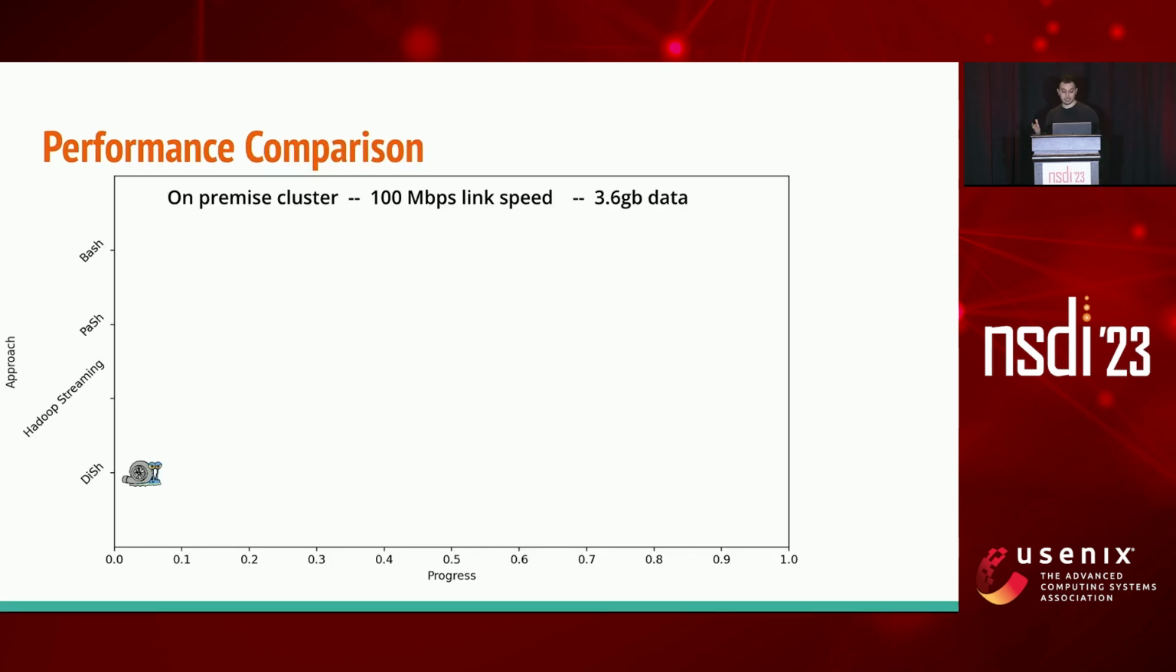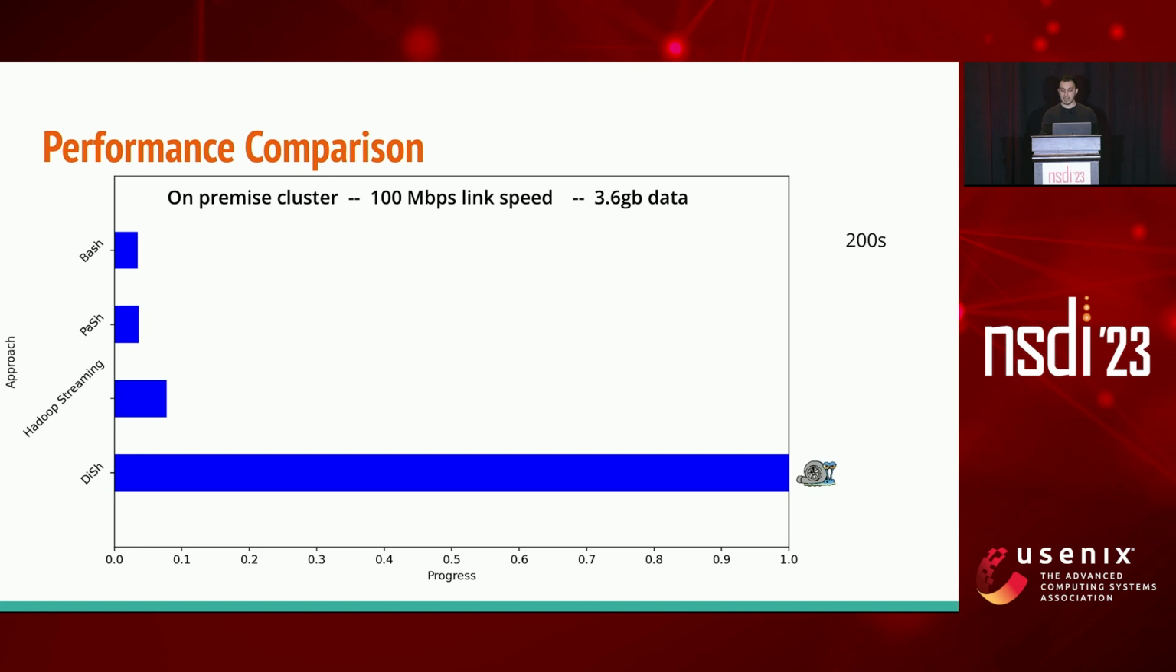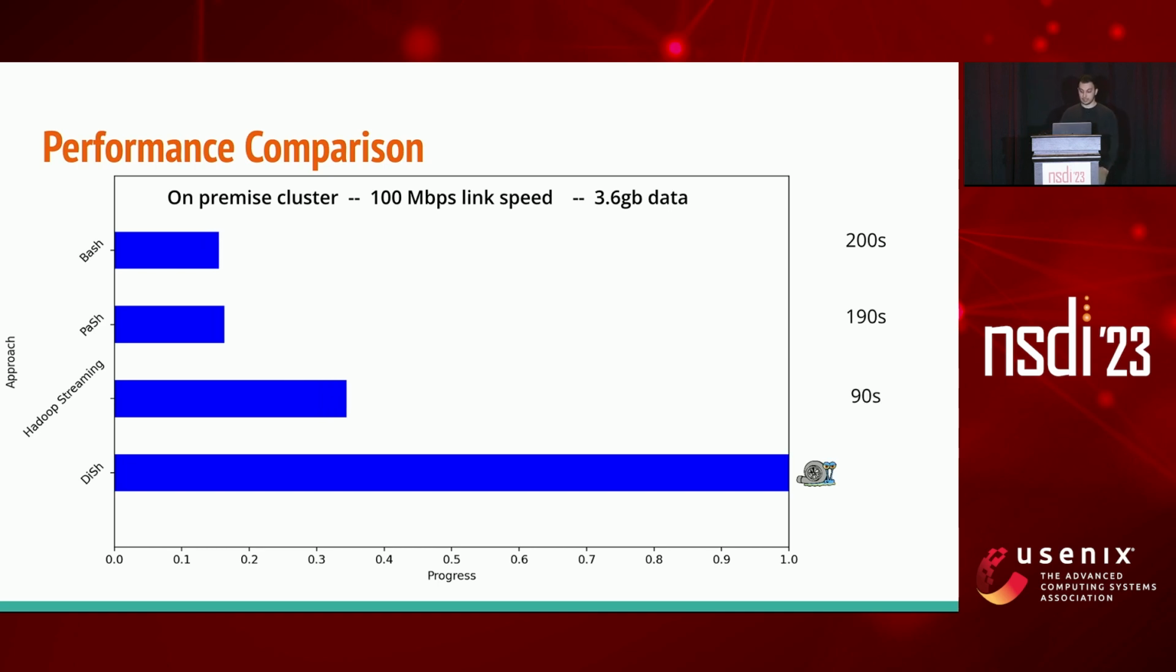So if we look at the performance of the previous script, the original would take 200 seconds, as we mentioned. PaSh is a system for locally parallelizing your shell script, and that would take 190. Because we said 95% of the time is taken at download, doing things locally to optimize wouldn't give you much. If you port that script into Hadoop Streaming, which is a system for making mappers and reducers, you would get up to 90 seconds. However, DiSH would do it in 7 seconds.